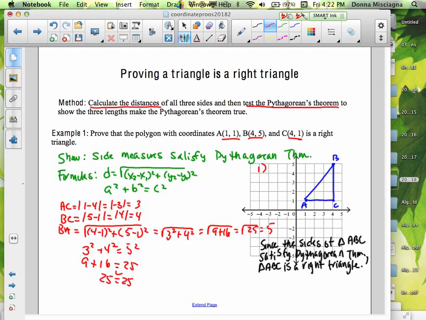Then we test Pythagorean theorem. One leg was 3, one leg was 4, and the other side was 5. We don't know it's a hypotenuse until we show that Pythagorean theorem holds. So we have 3 squared plus 4 squared equals 5 squared. That would be 9 plus 16 equals 25, or 25 equals 25. So since the sides of triangle ABC satisfy Pythagorean theorem, triangle ABC is a right triangle. And so we've proven that this is a right triangle.